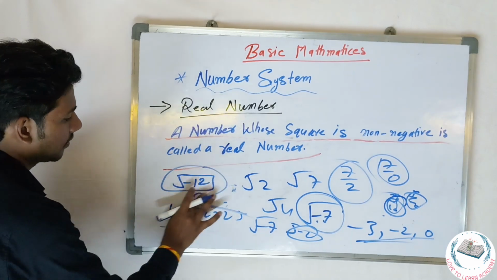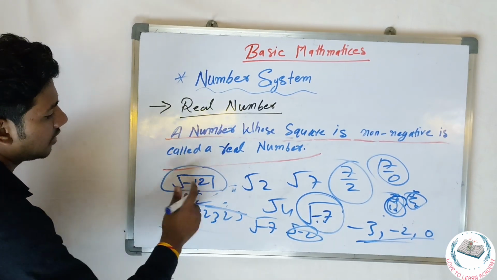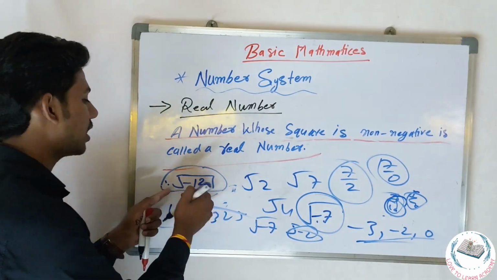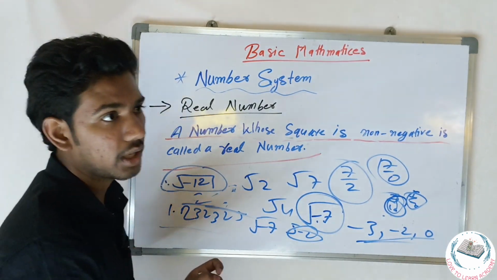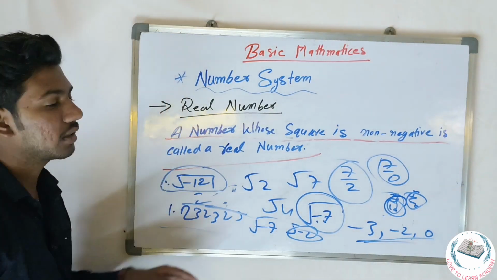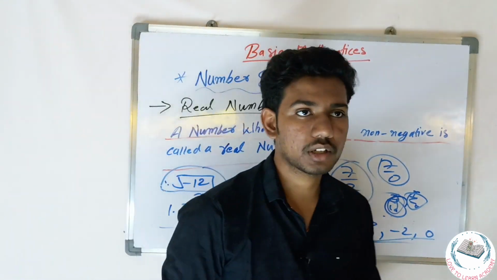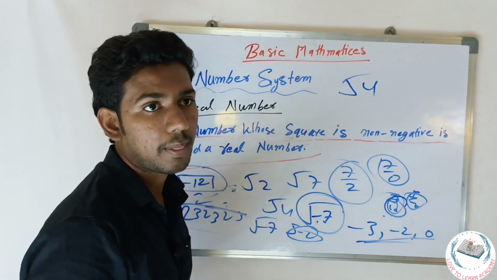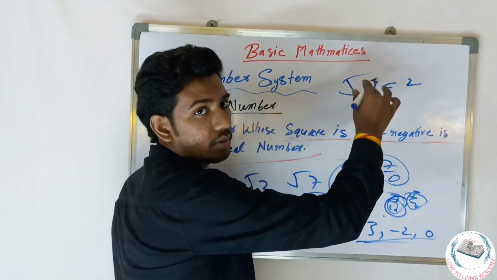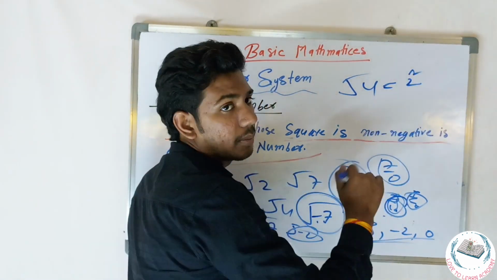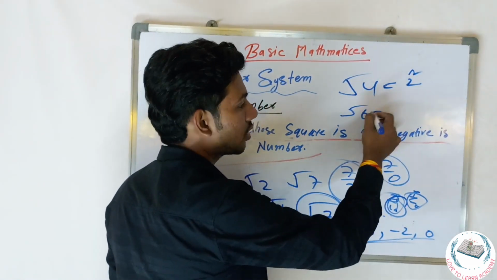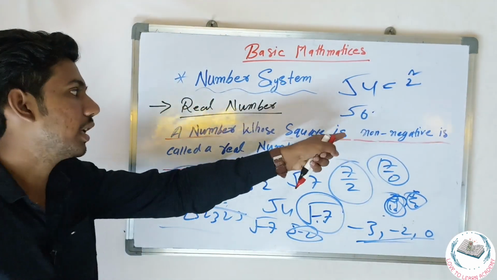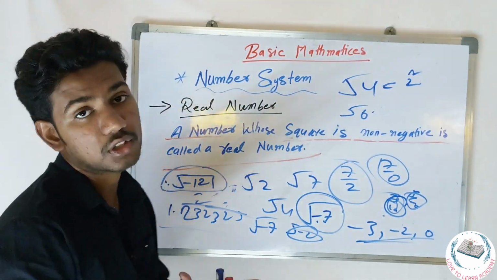Remember, minus 12 is not a real number. Apart from that, these all are real numbers. If you take minus 4, its square is 16, it's also a real number. If you take minus 6, it's also a real number. But why? Because this is not a negative square, so that is a real number. I hope you understand the real number.